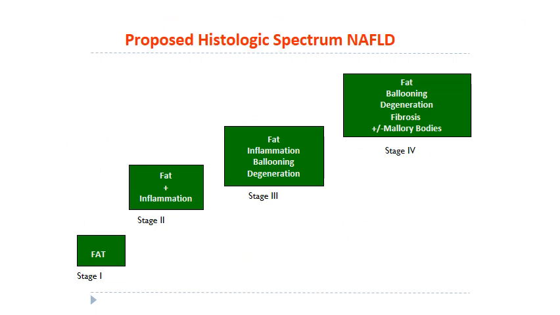The proposed histologic spectrum of NAFLD begins with Stage 1, or fat deposition or fat infiltration of the liver cells. Then Stage 2, fat deposition is associated with inflammation, and then fat deposition with inflammation causes ballooning degeneration of hepatocytes, and this is NASH. Then this may cause fibrosis with or without Mallory bodies, and this is Stage 4.